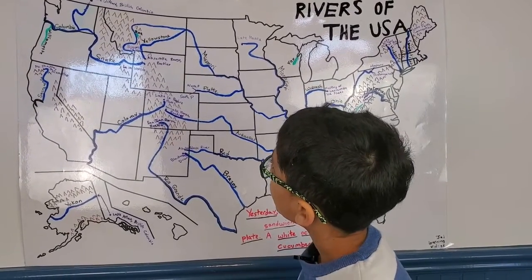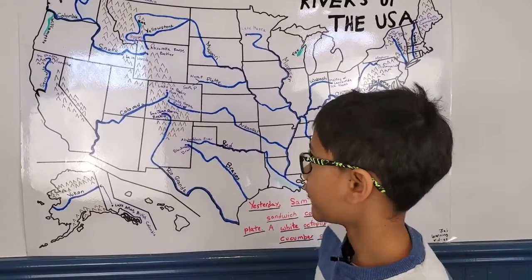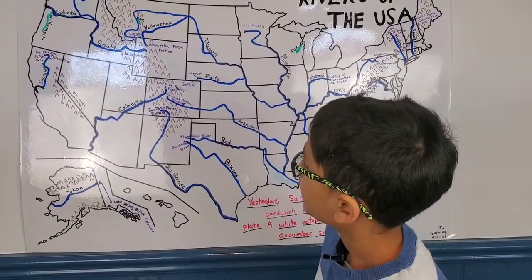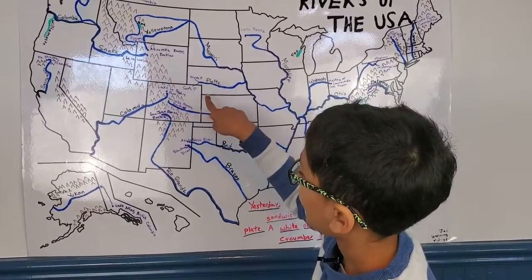So the Missouri also has two tributaries, which are basically rivers that join the Missouri. So let's learn about those. They are the Yellowstone and the Platte.